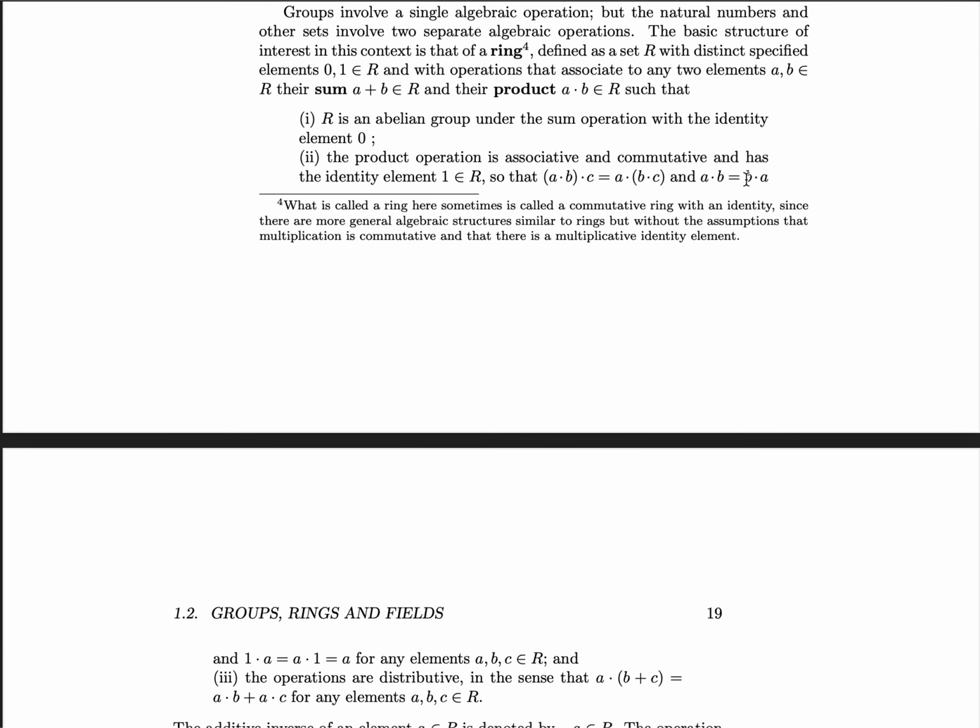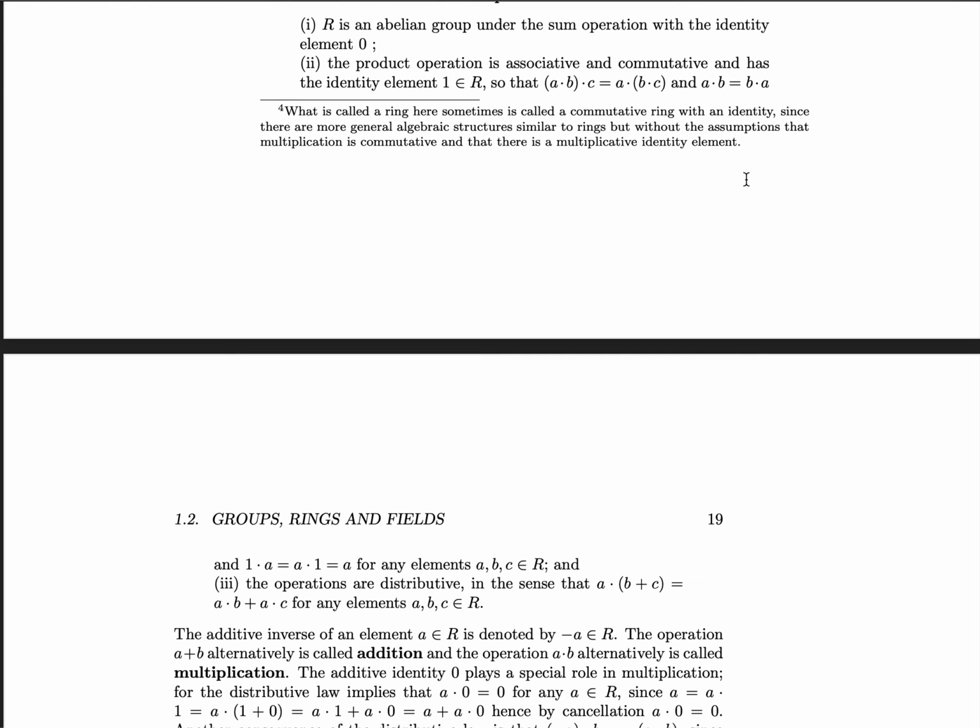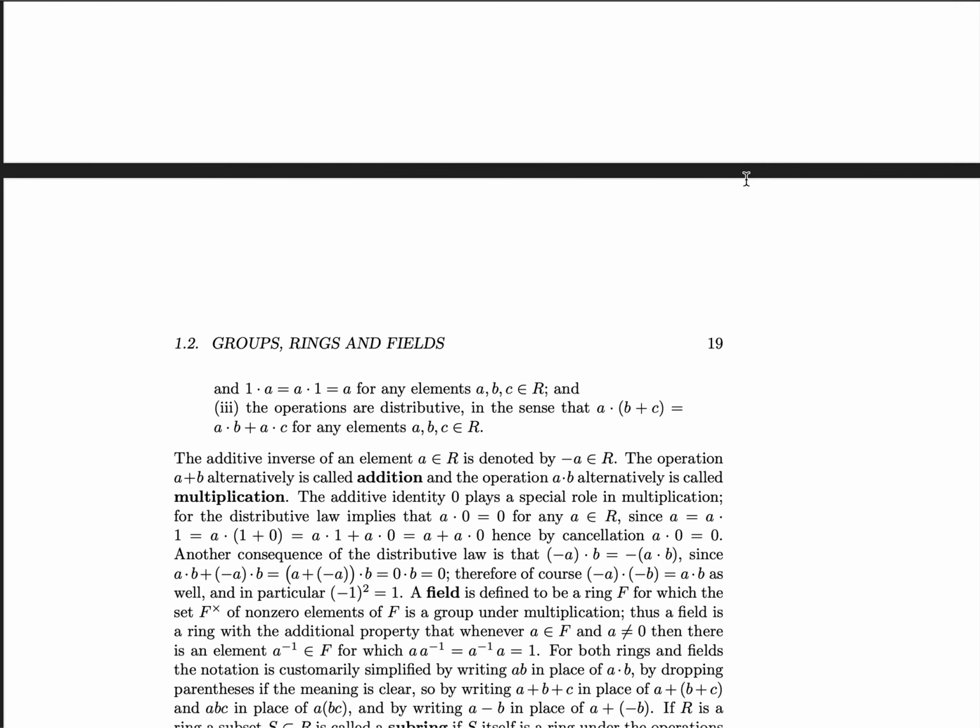under the sum operation with the identity 0. Namely, if we consider R just under the sum operation, then it must be an abelian group with its own identity element 0. That's why we defined distinct elements 0 and 1. We'll note that 1 is the identity with respect to multiplication. The second point is that the product operation is associative and commutative and has identity element 1 in R, so A times B times C is equal to A times B times C, A times B is equal to B times A, and 1 times A is equal to A times 1, for any elements A, B, C in R.